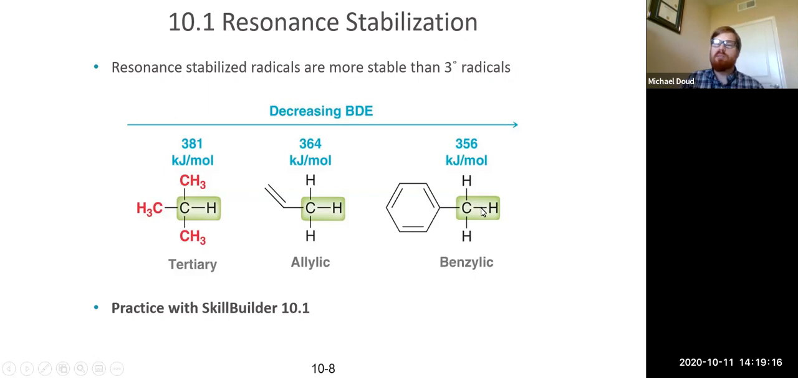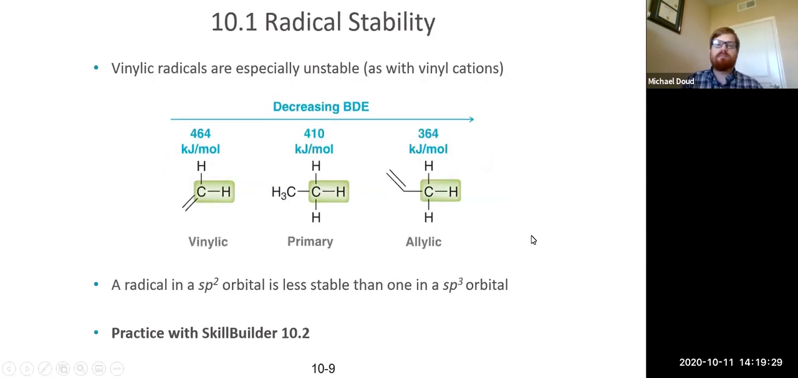Same thing with this benzylic position. And because of that stabilization, the bonds become even easier to break: 364 kilojoules per mole for the allylic position, 356 kilojoules per mole for the baseline benzylic position. Now, on the other hand, if you have a vinylic or an arylic radical, those are extra unstable, basically.